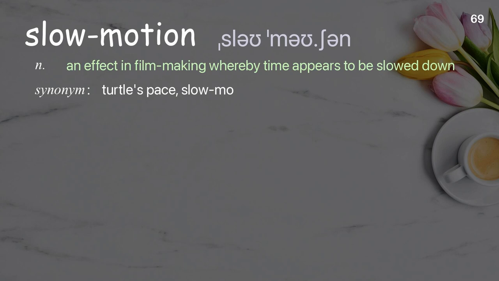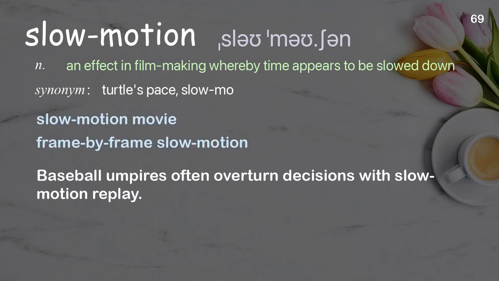Slow motion. An effect in filmmaking whereby time appears to be slowed down. Examples: slow motion movie, frame by frame slow motion. Baseball umpires often overturn decisions with slow-motion replay.